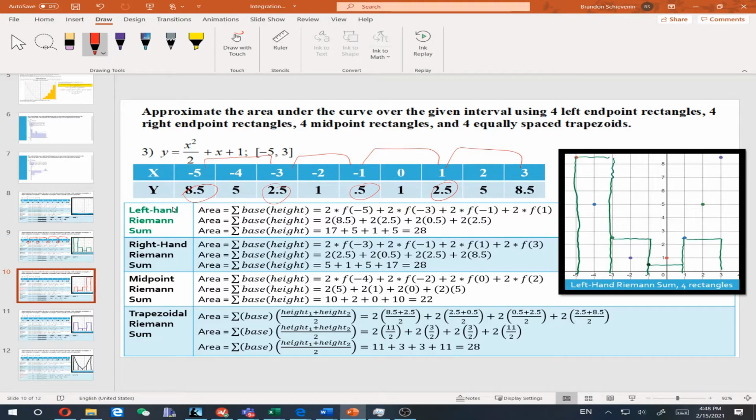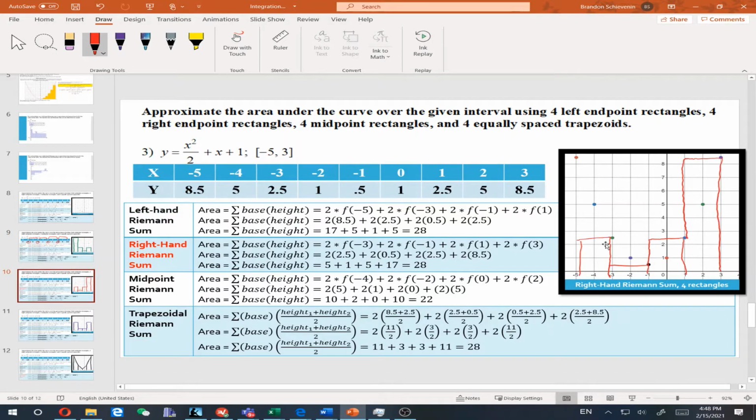Right-hand Riemann sums do the same thing, but from the right-hand side. So if my heights are from the right, then my first rectangle, since I've got a base of 2, would have a height from 2.5. So I'd have 2.5 by 2, or an area of 5 for my first rectangle.